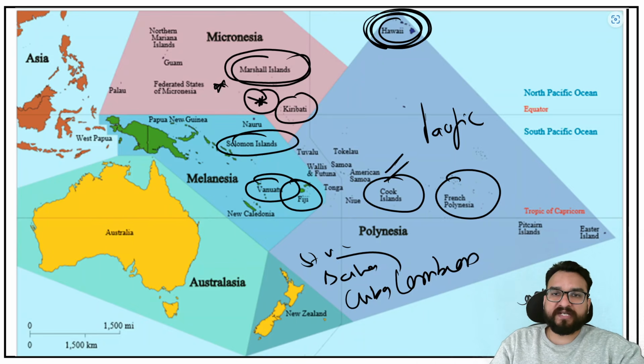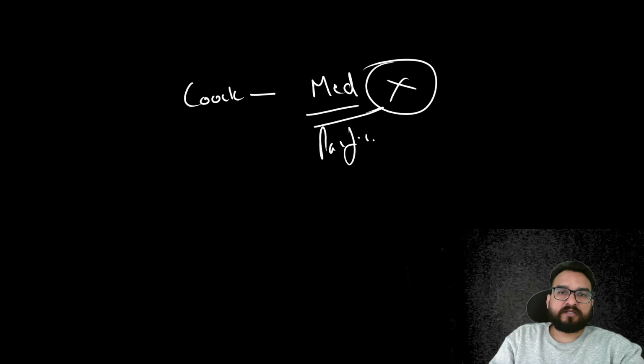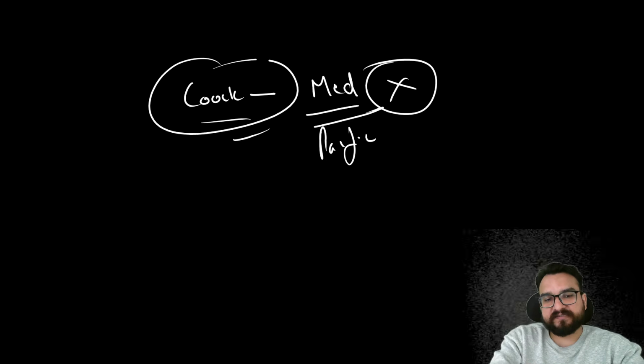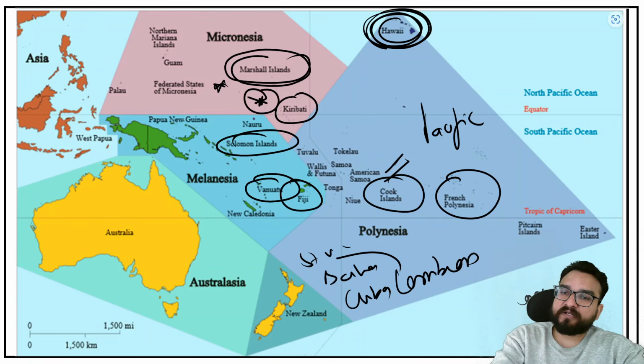Now, if you know Cook Island is over here and they mention it like this, Cook, Mediterranean, this will be wrong. They have to write Pacific over here. And you can expect a question like this, guys. Till now, questions like this have not come, but if they want to give you, they will frame it like this.